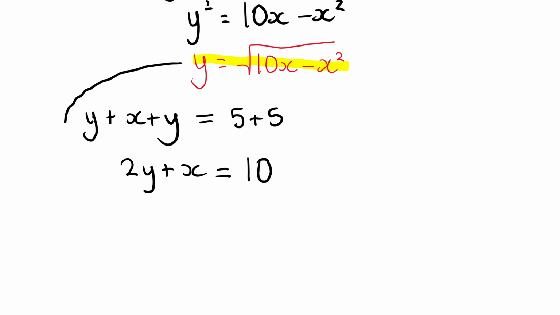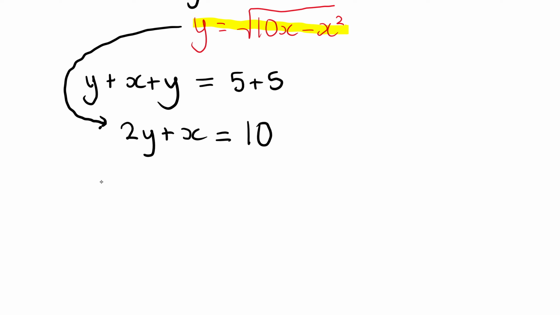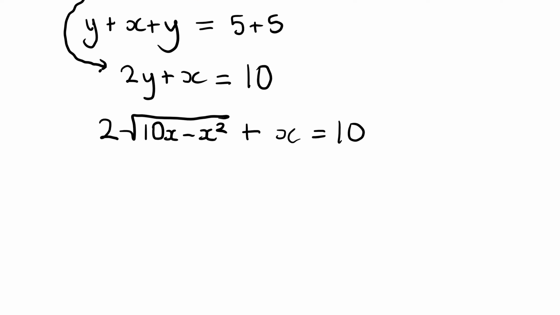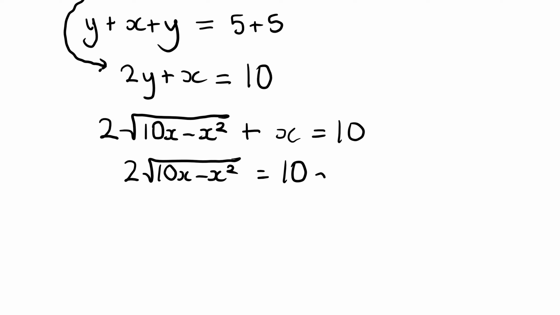And if we substitute this value of y back into this equation, we get 2 times the square root of 10x minus x squared, plus x, is equal to 10. And if we rearrange this equation, we get 2 times the square root of 10x minus x squared is equal to 10 minus x.